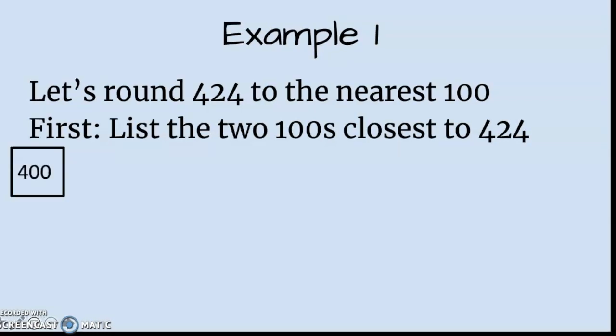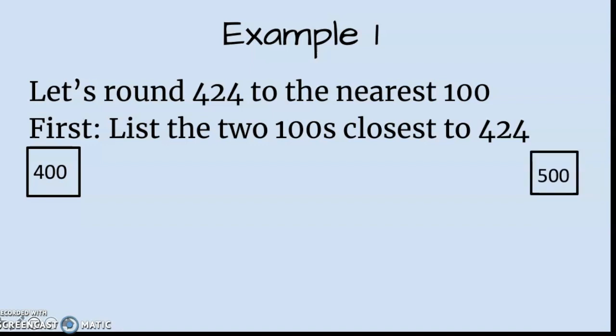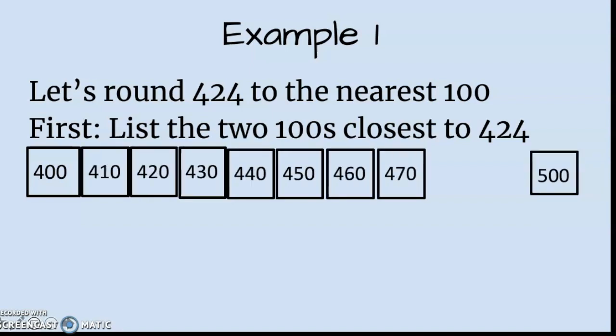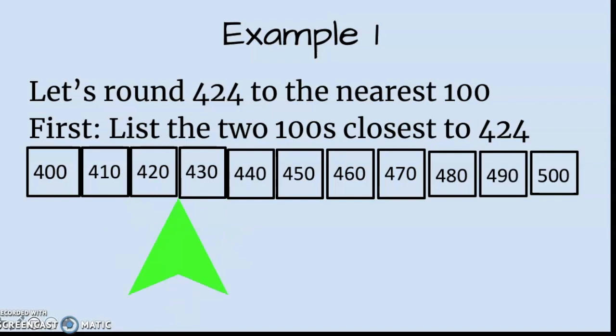So we're going to do the same thing we did. We're going to list the 100s closest to 424, which is 400 and 500. And then we're going to list all the numbers in between so we know exactly where our 424 lies. It lies between 420 and 430. So now we are going to do a different method. We're going to do some bunny hops. So I'm going to start off at 400 until I get to 424. So let's do some hops.